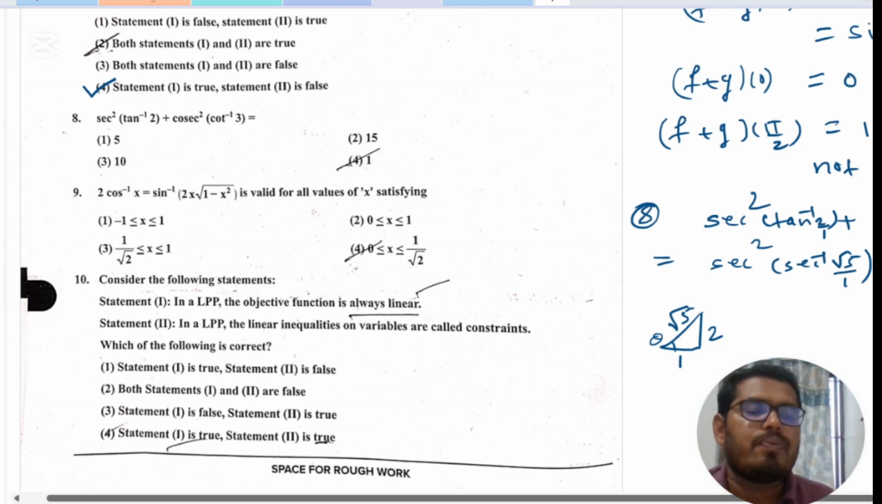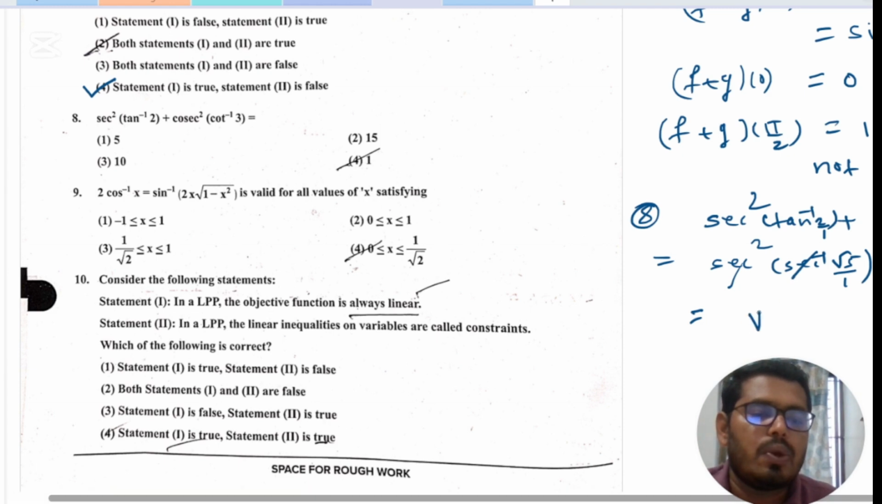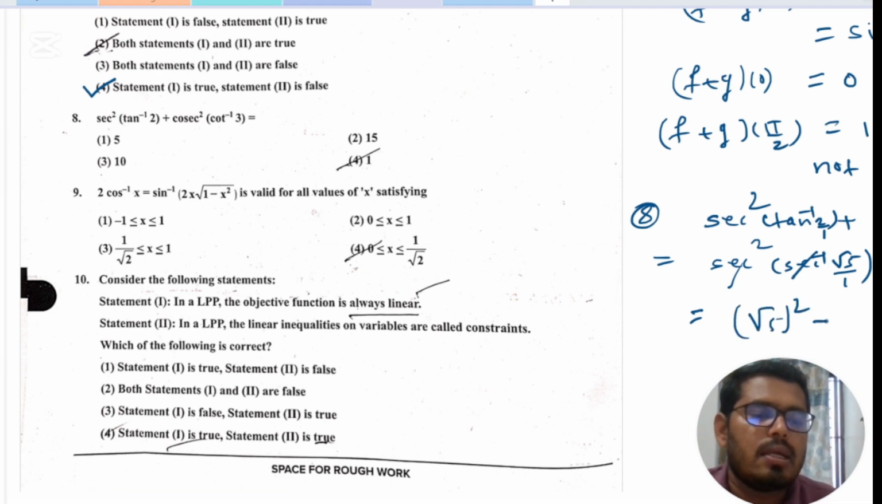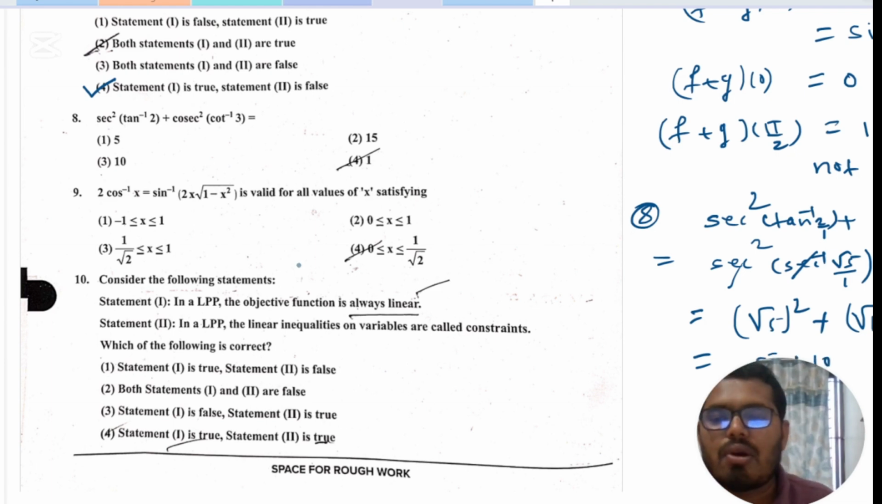Then after transferring, sec and sec inverse cancel, giving root 5 square, plus cosec and cosec inverse cancel, giving root 10 square. Then 5 plus 10 is equal to 15. Therefore the answer is option number 2. Okay, next, question number 9.